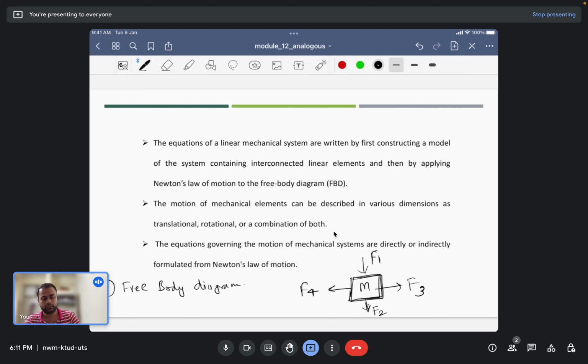So F1 is inward to mass m, so it will be F1 positive. F2 is again going away, so it will be minus F2. F3 is going away, so minus F3, and F4 is also going away, so minus F4 is equal to 0. So the force is a vector quantity, so that is why there is a vector notation. So from this relation we can say that force F1 is equal to F2 plus F3 plus F4.